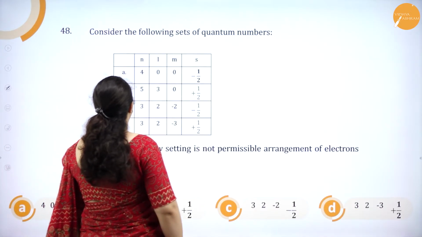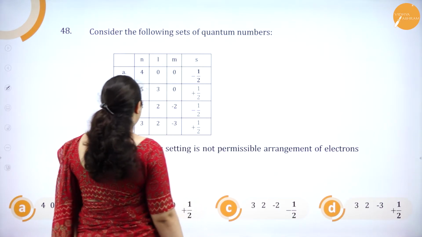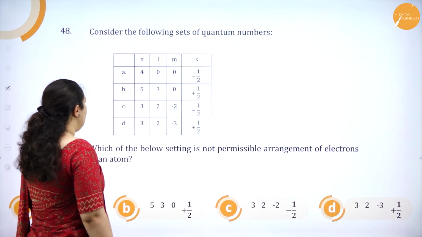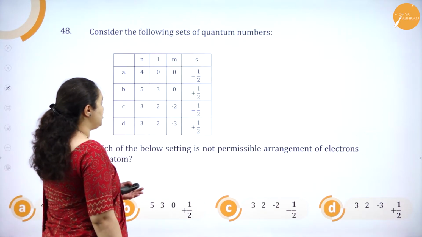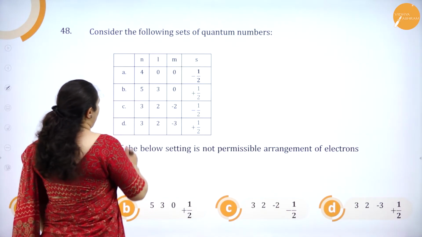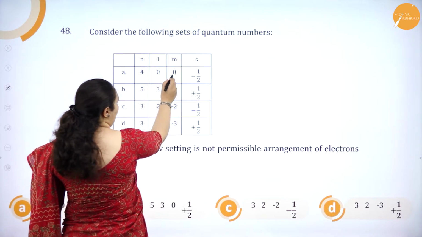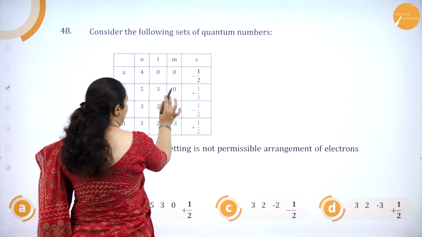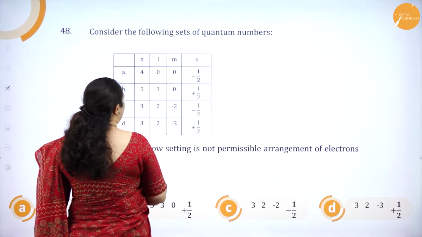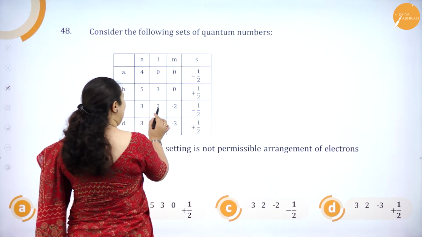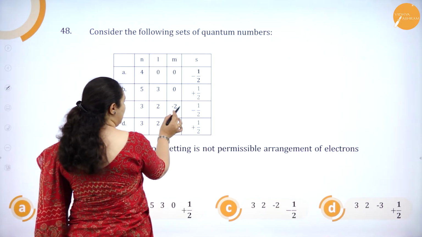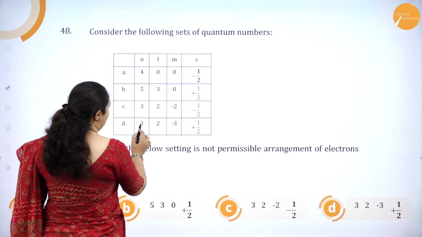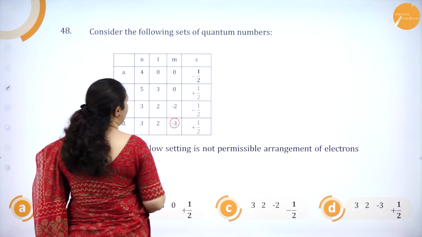Next question. Consider the following set of quantum numbers. Which of the below is not permissible arrangement of electrons in an atom? So we have the options here. We have to tell which option is not permissible. We'll just see here. When n is 4, l can be 0, m also can be 0 and spin minus half. When n is 5, l can be 3, and when l is 3, m can be 0. When n is 3, l can be 2, m also can be minus 2, minus 1, 0, all of these values. But option D, 3, this can be 2, but this cannot be minus 3.